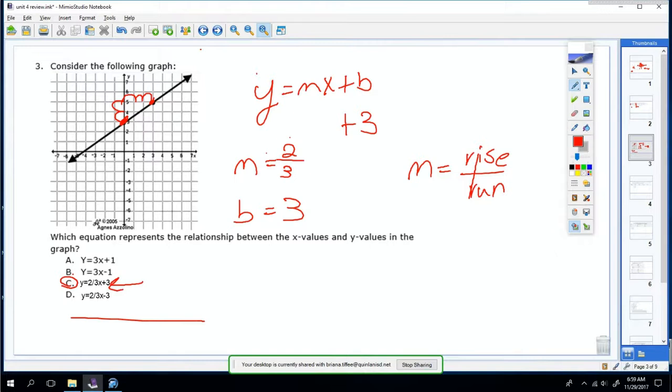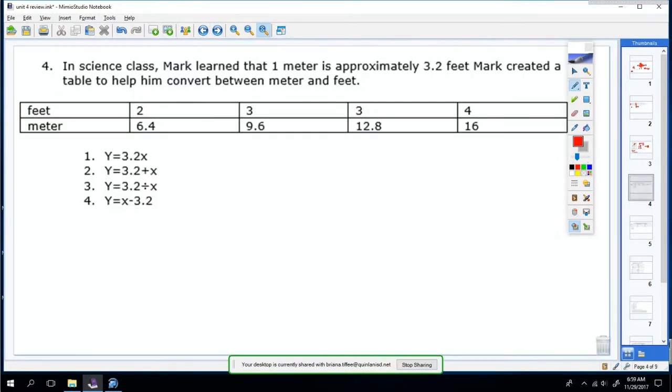But I proved it by just finding the b. You can find the answer on your test by just finding the b, so always try to find the b first. Okay, number 4. In science class, Mark learned that 1 meter is approximately 3.2 feet. Mark created a table to help him convert between meters and feet. I believe I have this backwards again. This is supposed to be meters.